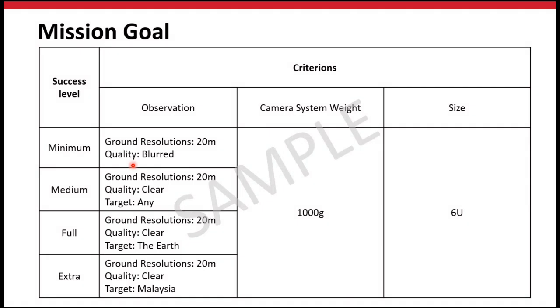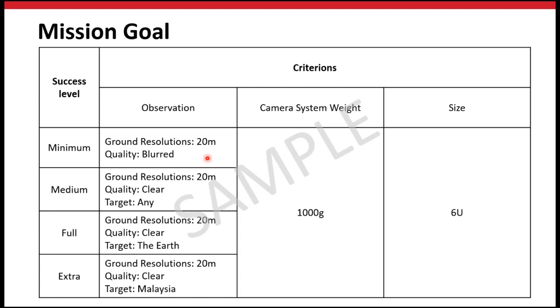Okay, this is another example of the mission goal. Starting from the minimum up to full, and as I mentioned, we advise you to also put the extra success level. So this is another example where maybe you are going to use a 6U size CubeSat with a mass of 1 kg, and if you get a blurred imagery but with a resolution of 20 meters, you can consider this as the minimum success level, because the imaging system successfully captured an image even though it is blurred.